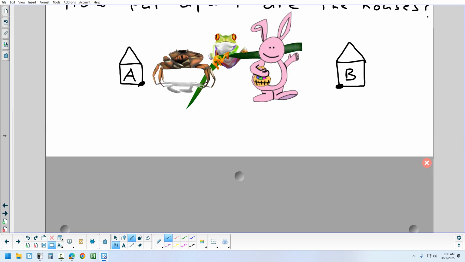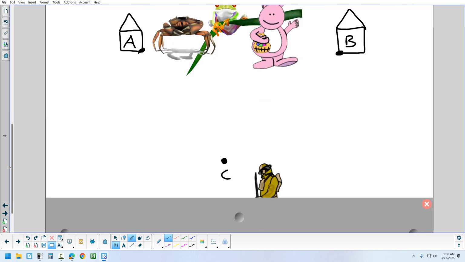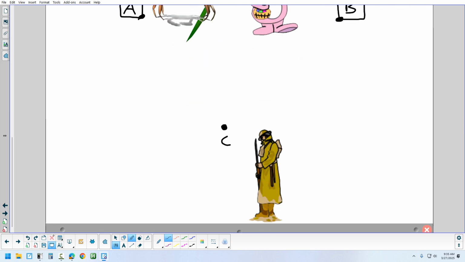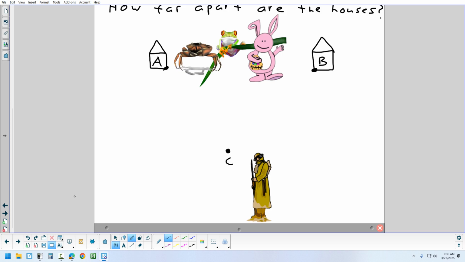Now, I needed a picture of a surveyor. I don't have a picture of a surveyor, but I got this guy. This is my World War I trench soldier.